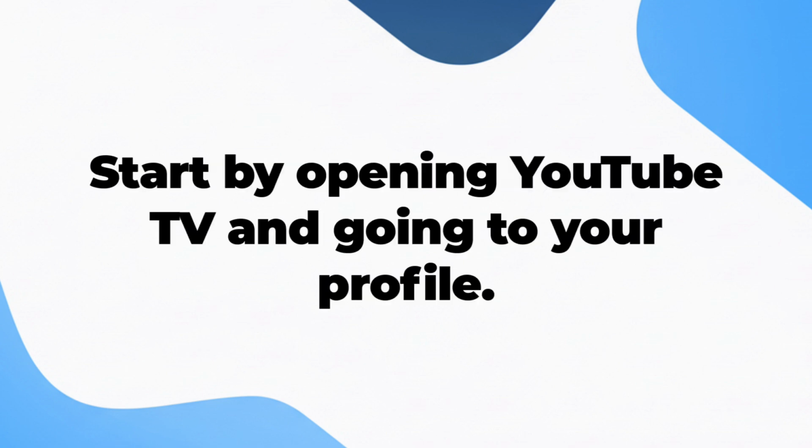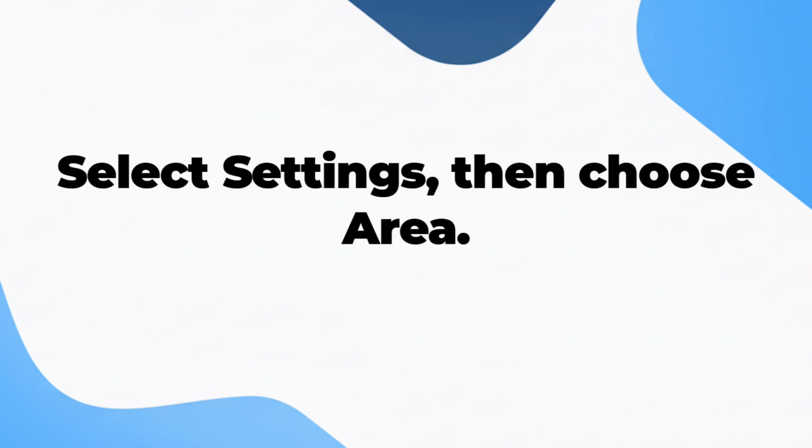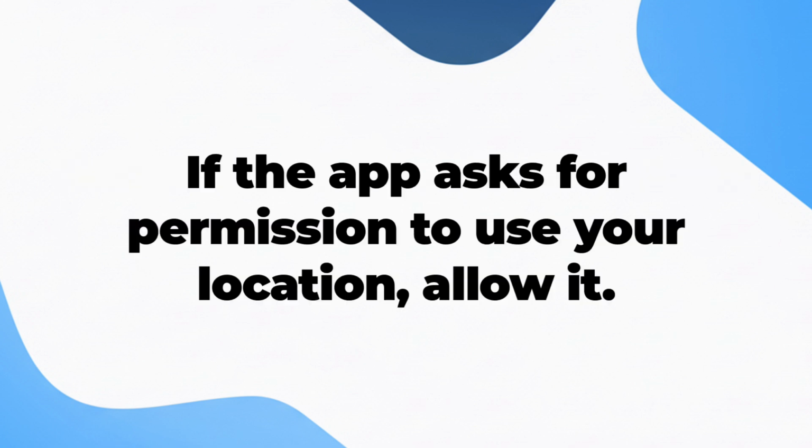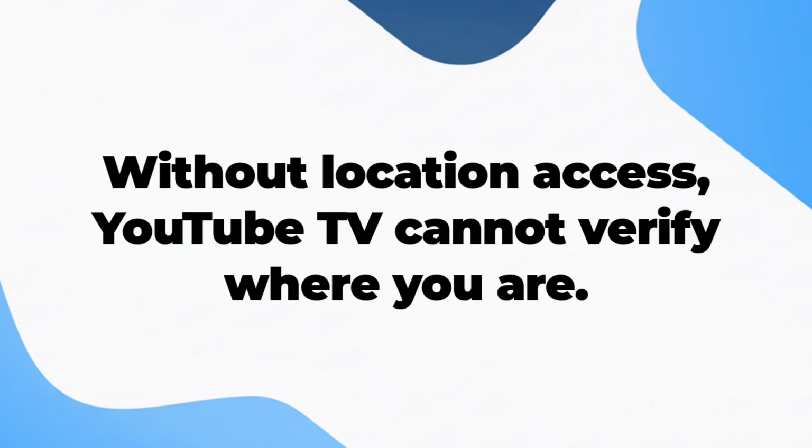Start by opening YouTube TV and going to your profile. Select Settings, then choose Area. If the app asks for permission to use your location, allow it. Without location access, YouTube TV cannot verify where you are.